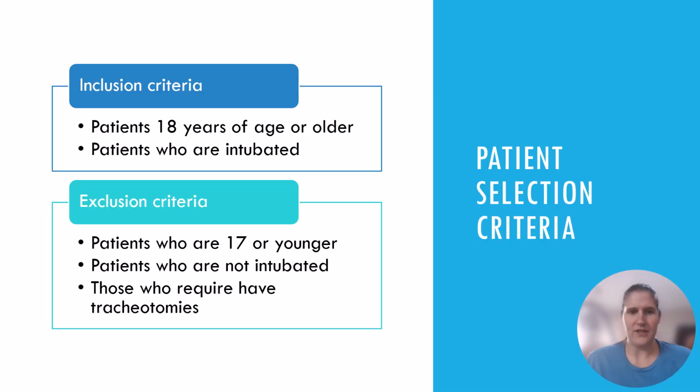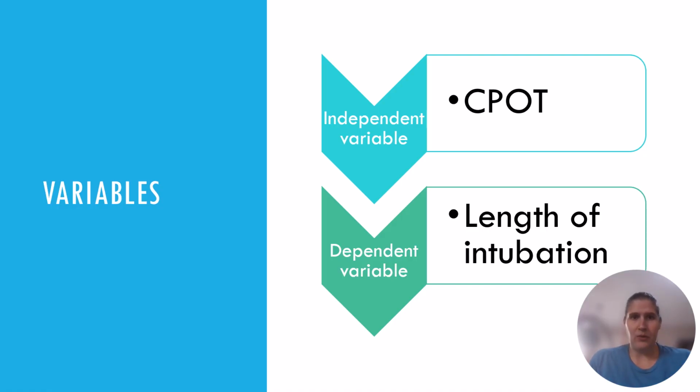Inclusion criteria for this project included anybody 18 years or older who was intubated. The exclusion criteria were patients who were 17 years of age or younger, who were not intubated, and those who had a tracheotomy. The independent variable was the CPOT, and the dependent variable was the length of intubation.